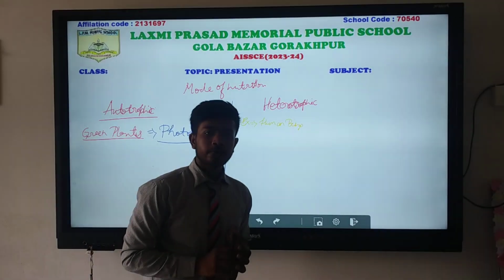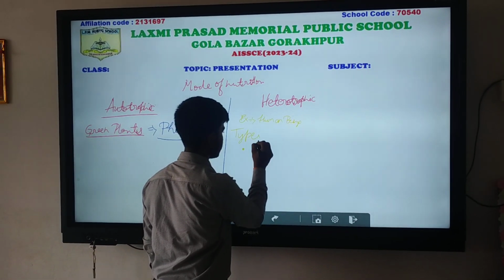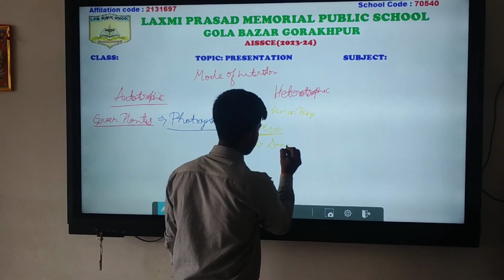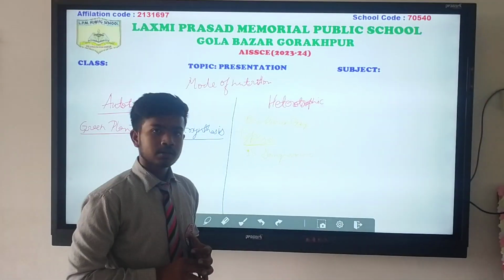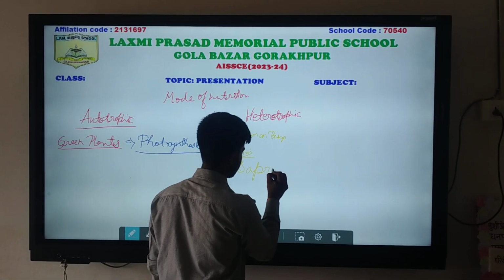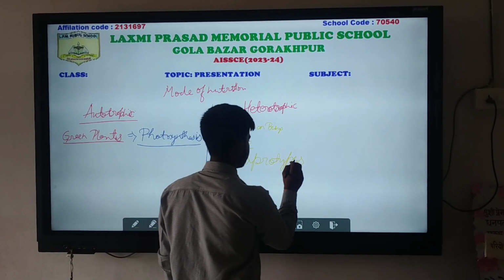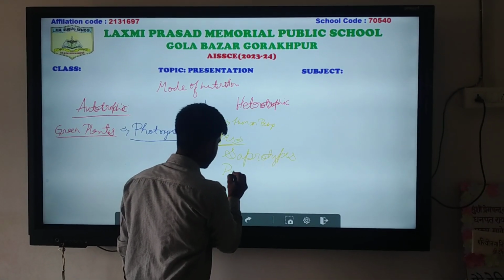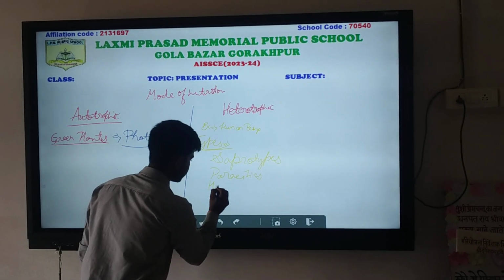There are three types of heterotrophic modes of nutrition. First is saprophytic, second is parasitic, and third is holozoic.